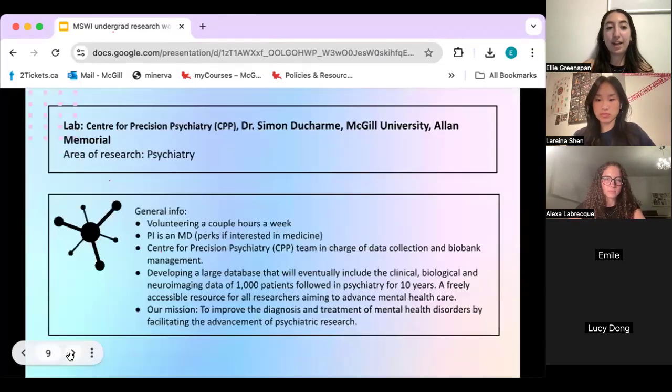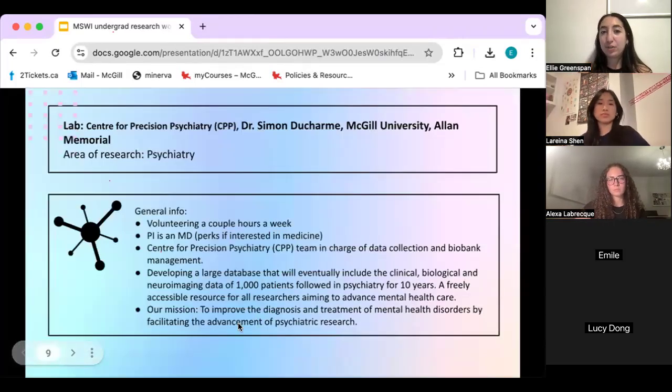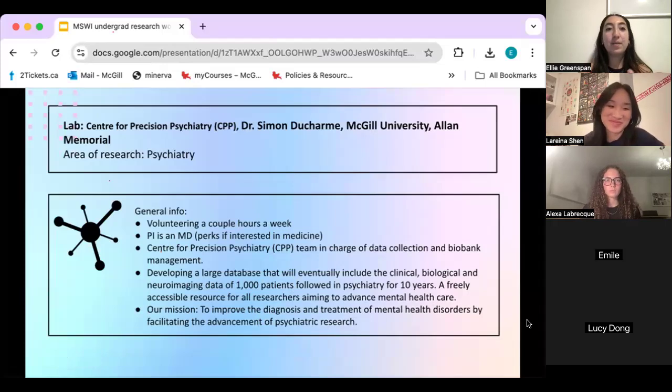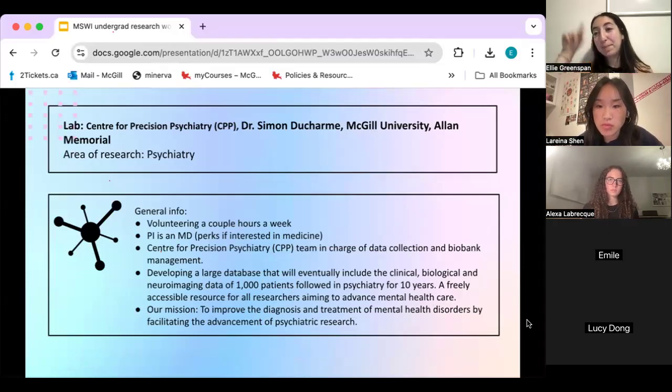So then the lab that I am volunteering at now. I volunteered 2 summers ago at a lab at UDM, which is what I mentioned in the email. But the lab that I'm volunteering at right now is a McGill affiliated lab, called the Centre for Precision Psychiatry. It's in the psychiatry department, at the Allen Memorial Hospital. I didn't know it existed until I started volunteering there, but it's up the hill past McIntyre, so it's really up there.